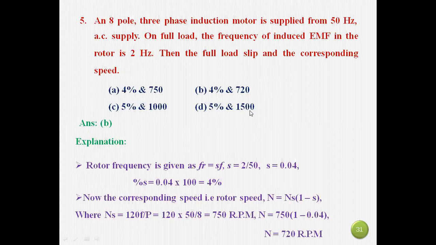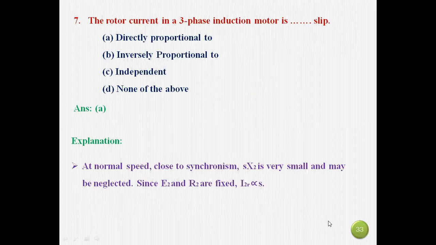If you write 0.02 into 50, you will get 1 hertz. This question I think we have not done. An 8-pole 3-phase induction motor is supplied from a 50 hertz AC supply on full load. The frequency of induced EMF in the rotor is 2 hertz. Sorry, we have already solved that. So here, the 7th one: the rotor current in a 3-phase induction motor is.